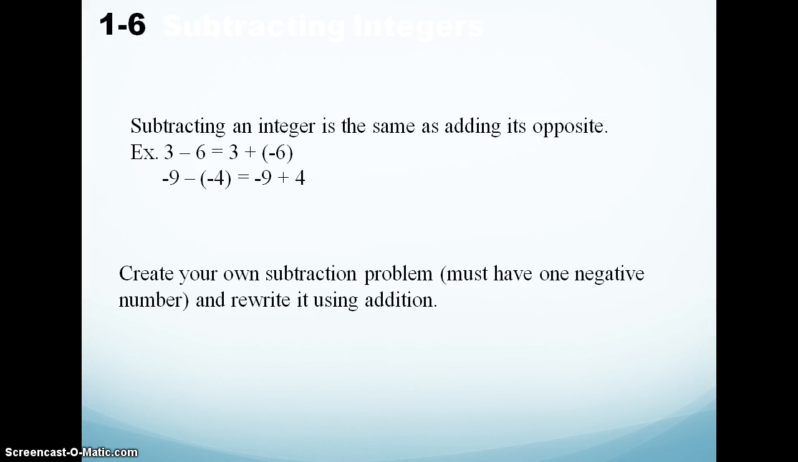Again, subtracting an integer is the same as adding its opposite. So 3 minus 6 is the same as 3 plus negative 6. Negative 9 minus negative 4 is negative 9 plus 4.